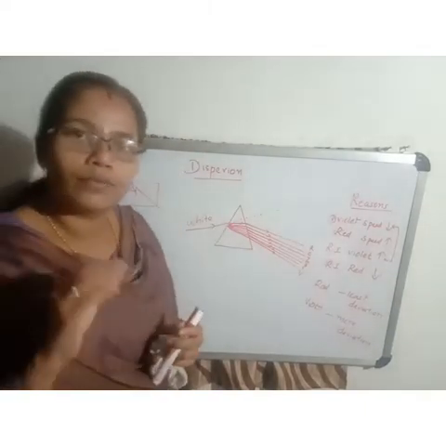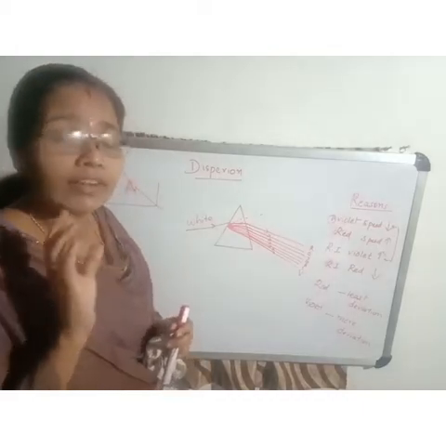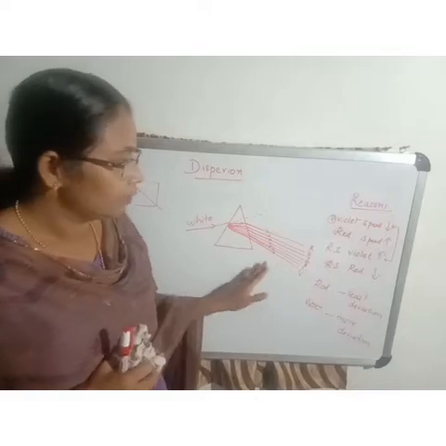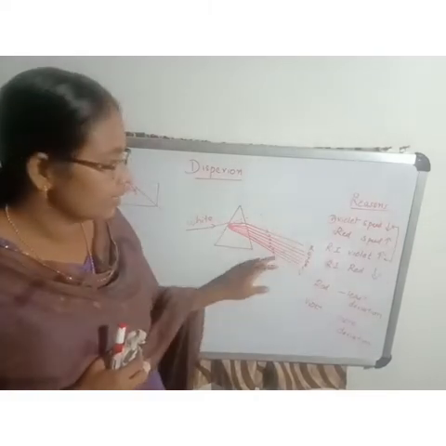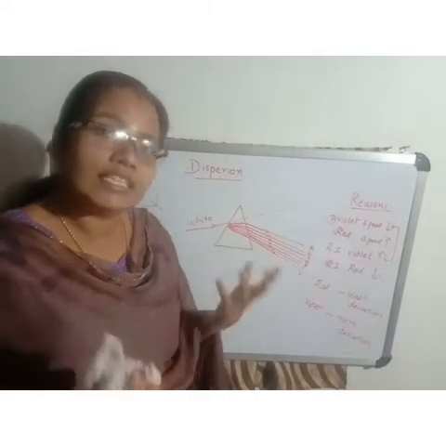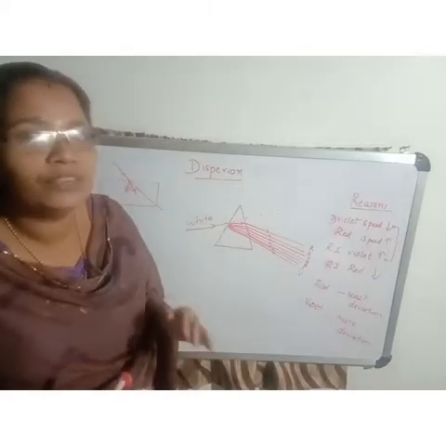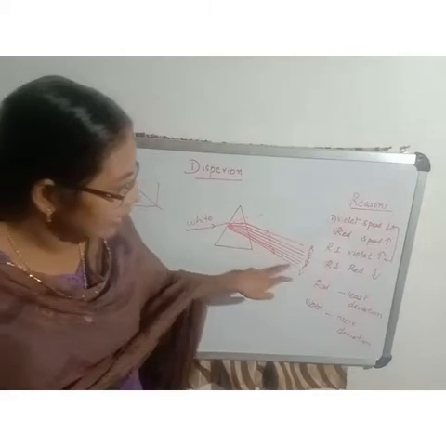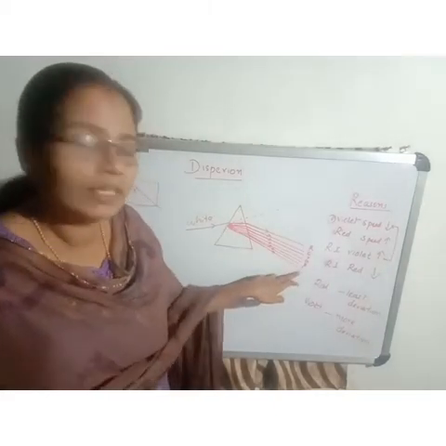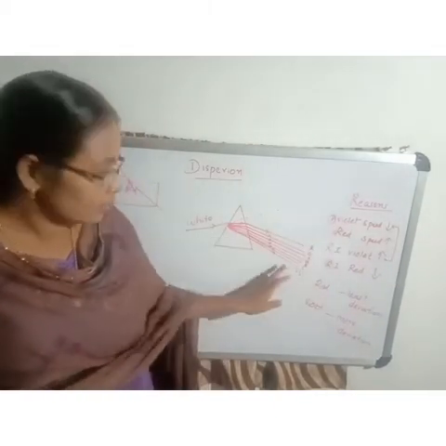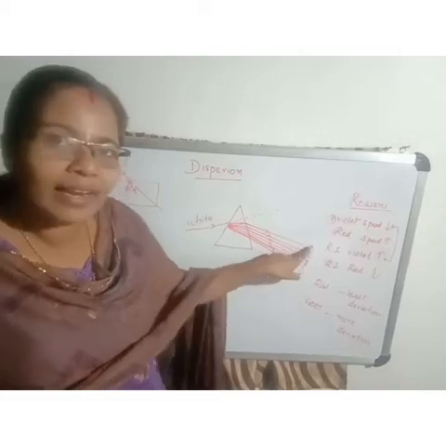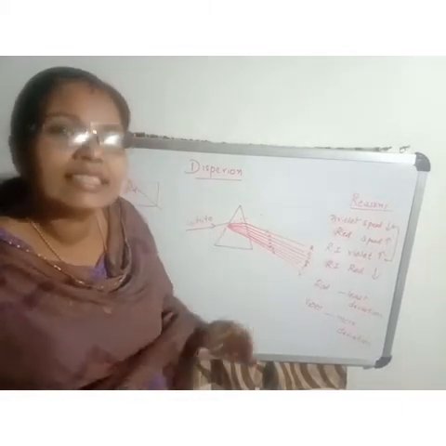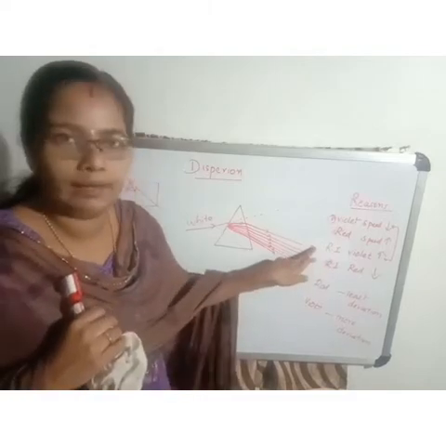What's the reason for this dispersion? And before that, from the figure itself, you can see which light is deviating more and which light is deviating less. Deviation means bending. So the violet is deviating more, the bending is more for the violet, and red has deviated the least. So the bending is very less for the red.